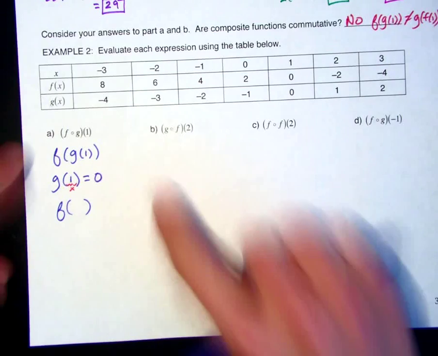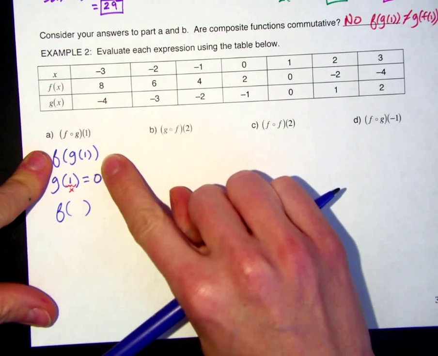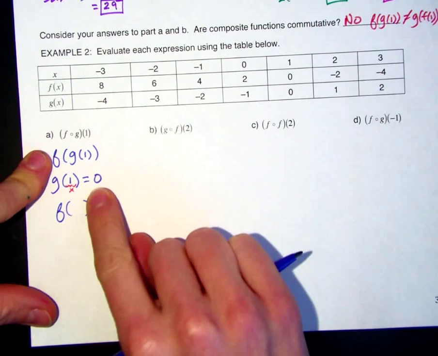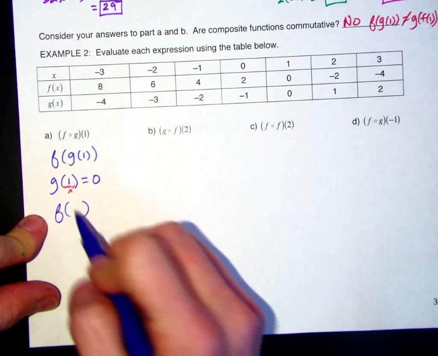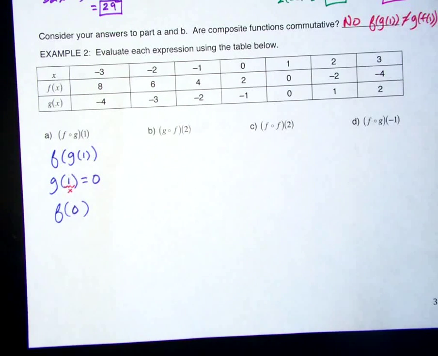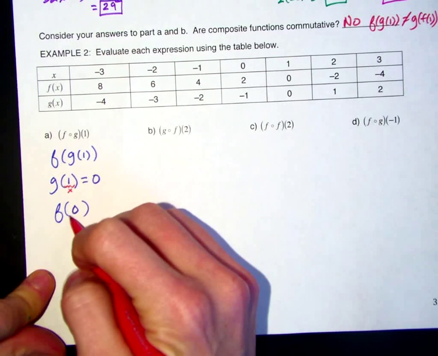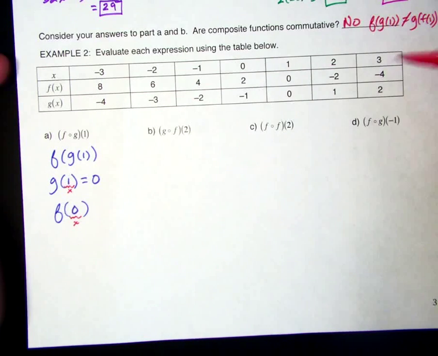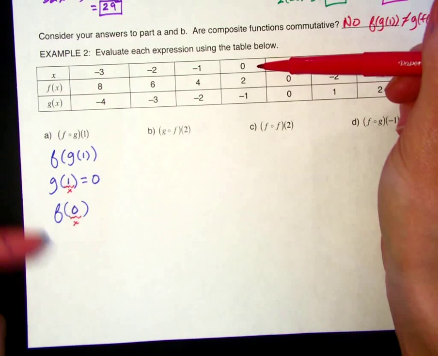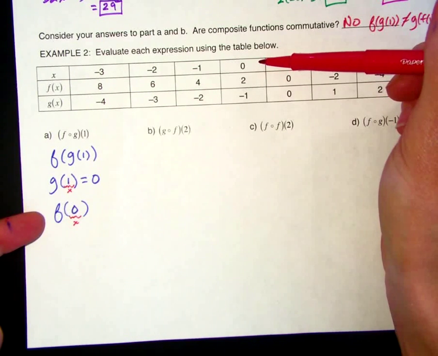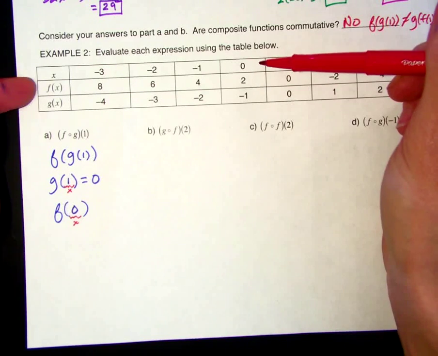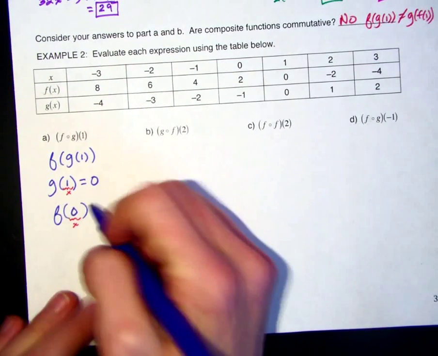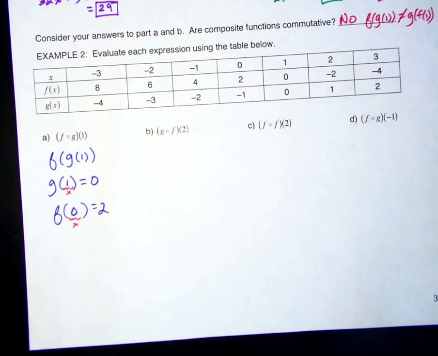Now we want to do f of g of 1, but now we know that g of 1 is 0, so we're really doing f of 0. Now 0, does that represent x or y? That's your x. So again, we're going to the top row here. We're finding 0, but this time we're evaluating f. So when x is 0, what is f? 2. Kind of fun, right? Okay, why don't you guys try to do the next 3?